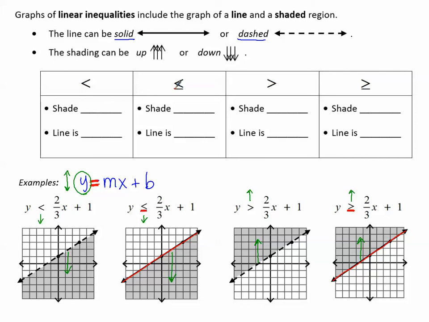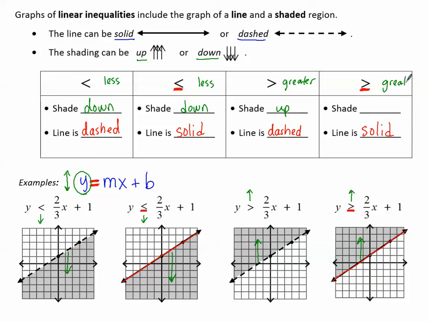If we see an equals, then the line is solid. If we don't see the equals, the line is dashed, like this. Here, I don't see an equals, the line is dashed. Then, the less than or greater than tells us which way to go. This is less than, and less than means shade down. Also less than, that means down. This is greater than, shade up. Also a greater than shades up. Let's practice some.